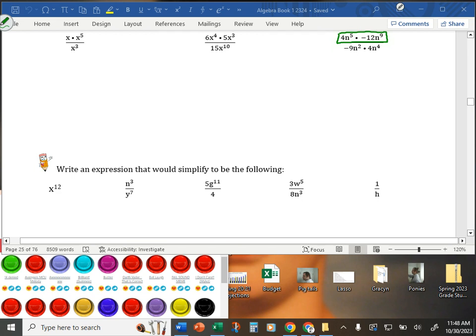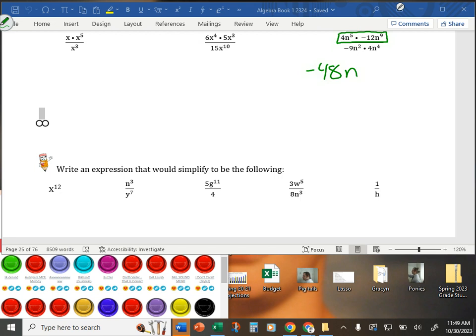Who has an answer? Yeah? Is it 48 n to the 14? Good job. 4 and negative 12 are the coefficients. They get multiplied. It actually ends up being negative 48. 4 times negative 12, negative 48. That's our coefficient. And in this rule, the exponents get added. So we get n to the 14th.